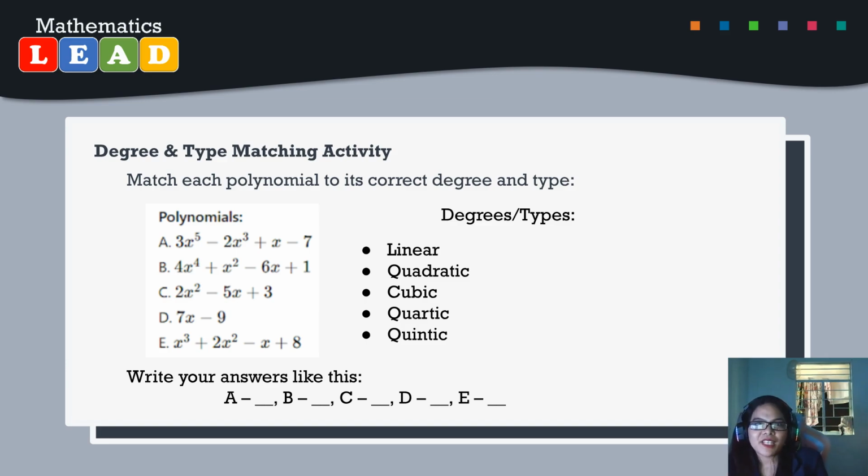And here are the possible degrees and types. Linear, or degree 1; quadratic, degree 2; cubic, degree 3; quartic, degree 4; and quintic, degree 5. Write your answer like this in your notebook: A is blank, B is blank, C is blank, D is blank, and E is blank. Pause the video here while you match them. Then play again to check your answer.